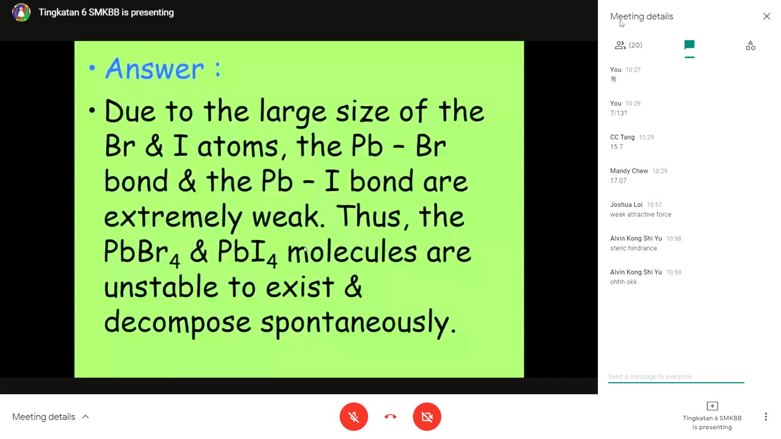Actually, because they're unstable, they do not exist. Even if you let them form, they will decompose spontaneously. PbCl4 can still exist at a low temperature. See that? Because Cl is still small, the covalent bond is still able to hold.